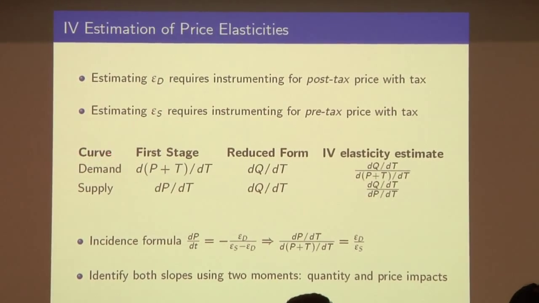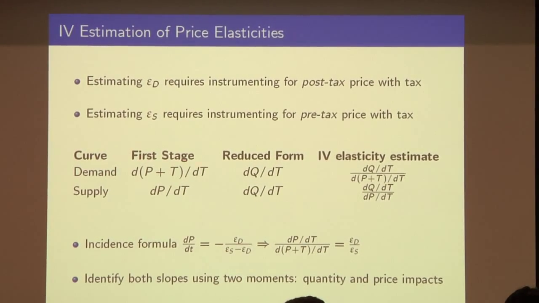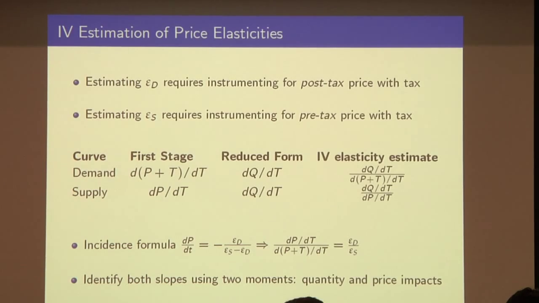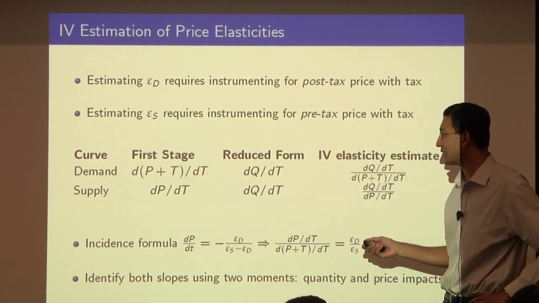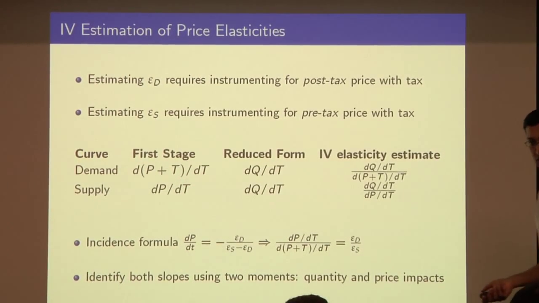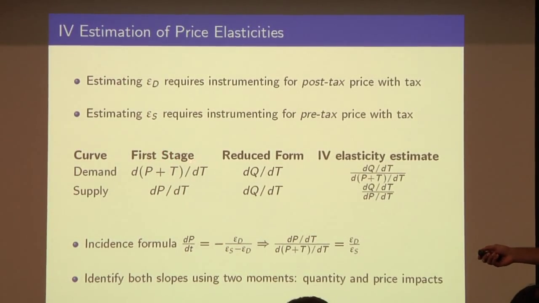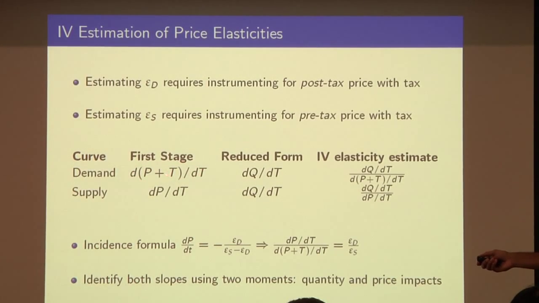So let's talk through why that is. So think about the demand and supply curve. And the instrument in both cases, there's a single instrument. It's the tax, right? T. So the first stage for the demand curve is the impact of the tax on the tax-inclusive price. The first stage for the supply curve is the impact of the tax on the pre-tax price. So this is going to be a positive number, and this is going to be a negative number, right? Because higher taxes are going to drive down the equilibrium price that suppliers get paid.